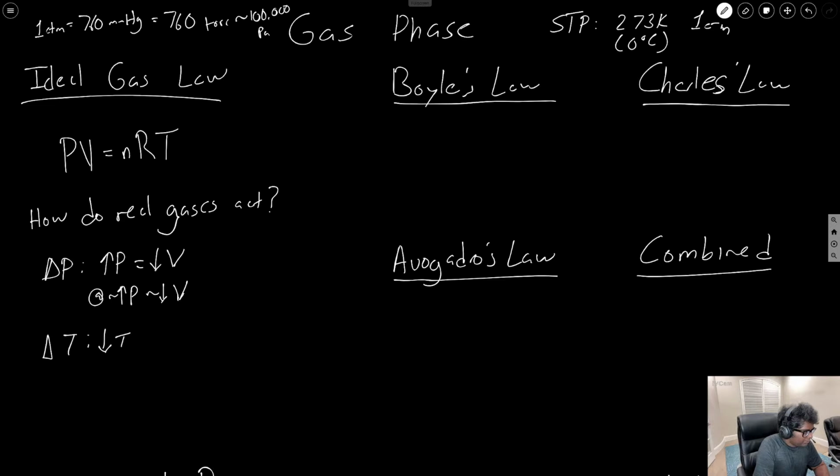So decrease in temperature also causes a decrease in volume. Why is that? It's because the kinetic energy of the molecules starts to decrease with the decrease in temperature. So they all start coming closer together. They don't occupy as much space. Now at very, very low temperatures, what happens there?